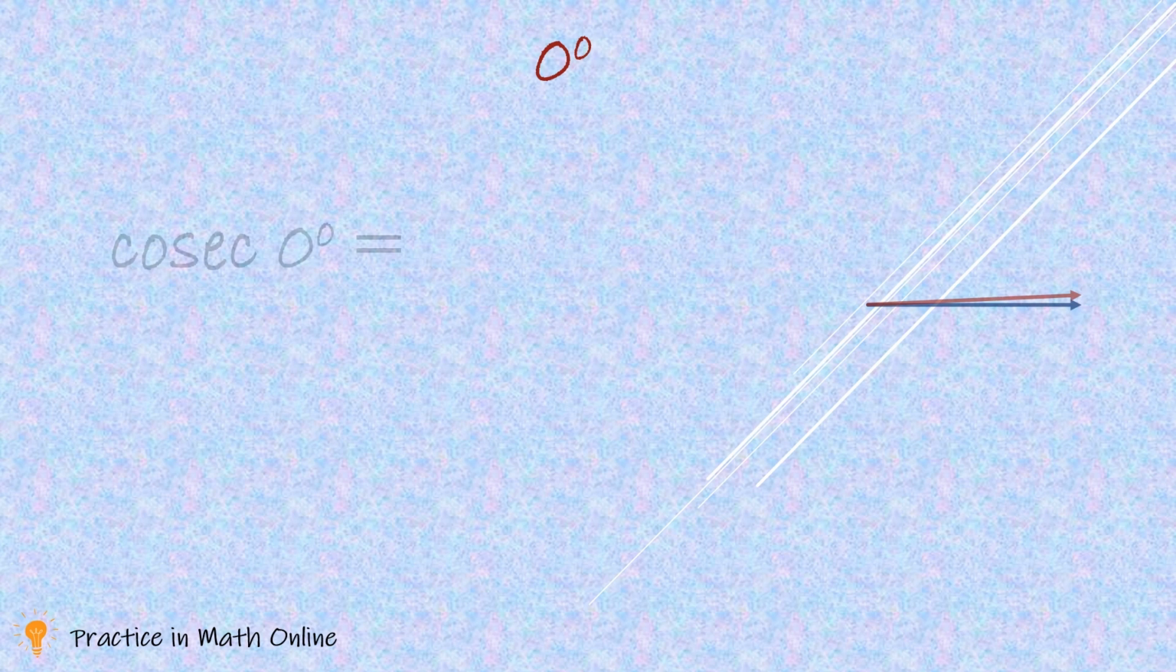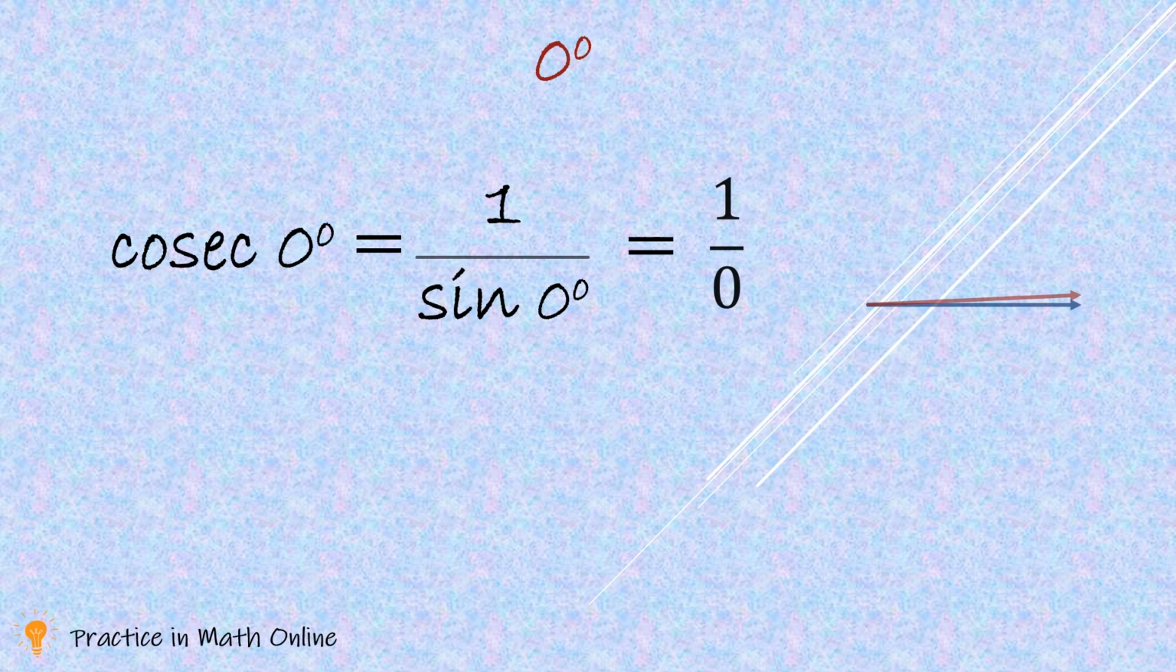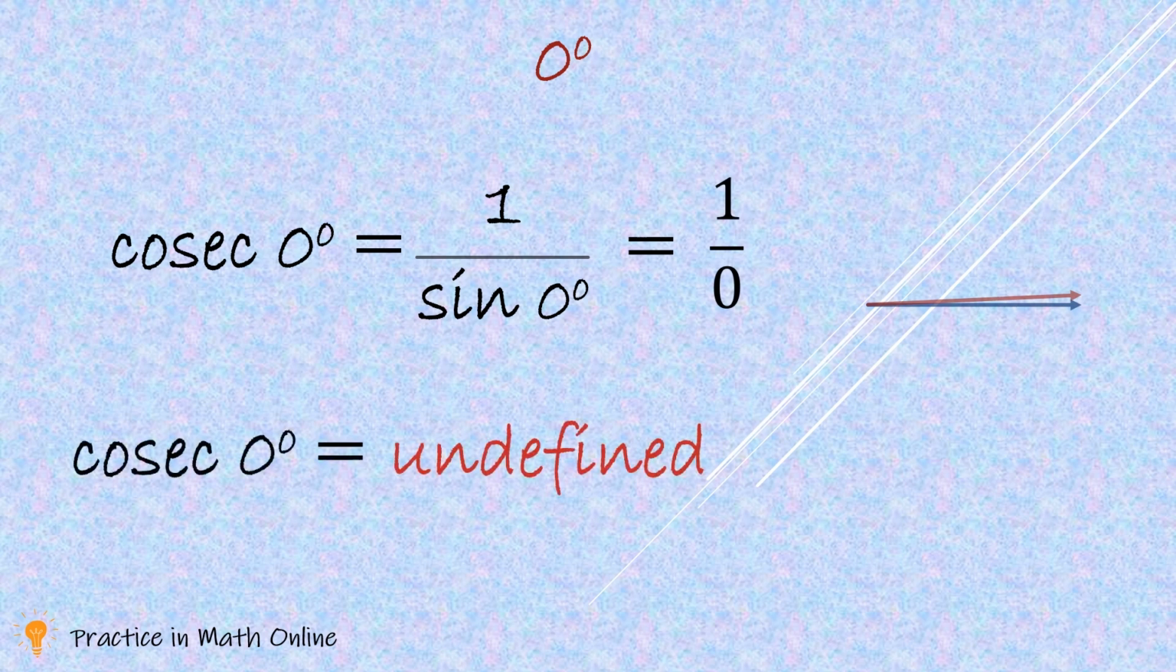So we start with 0 degrees. Cosec of 0 will be 1 over sine of 0. And sine of 0 is 0. Again, something divided by 0 is always undefined.